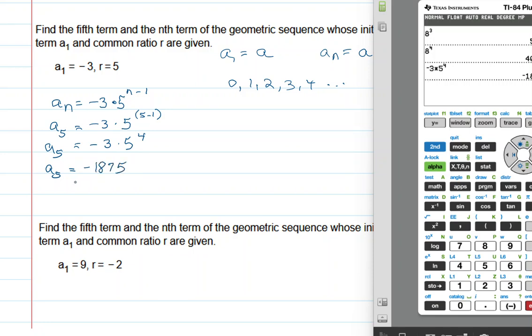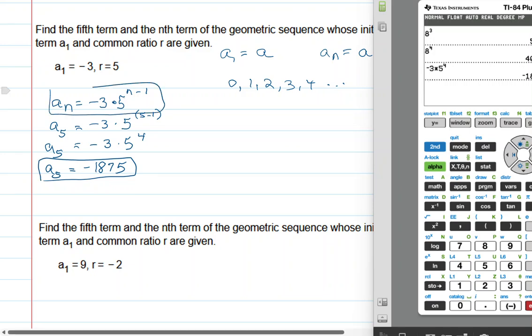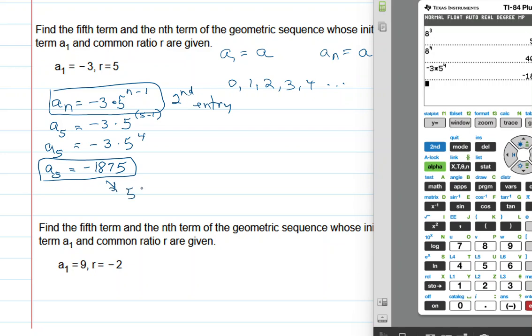All right, so this is our first entry. This is our second entry, this is the rule. This is the fifth term. Questions on that?